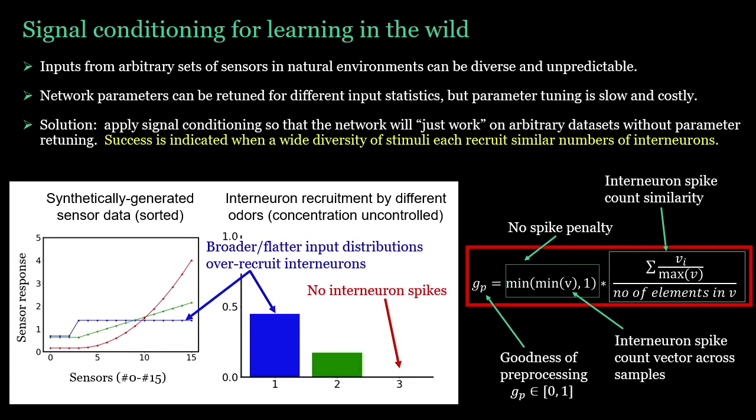So we want the interneurons to spike. And the no spike penalty ensures that they spike for all the odor samples. The other is the interneuron spike count similarity. It ensures that for all the different odor types, the interneuron spike counts are approximately similar.